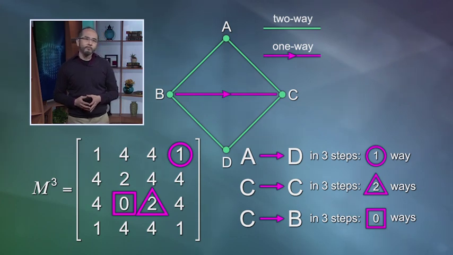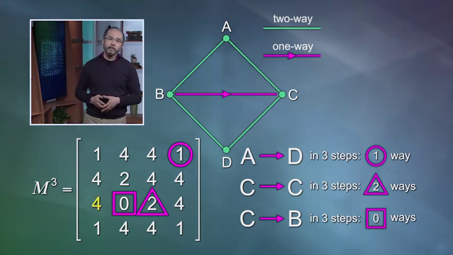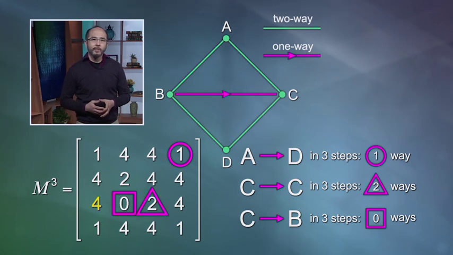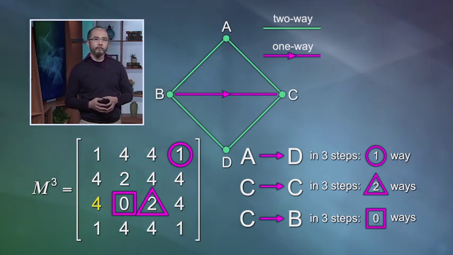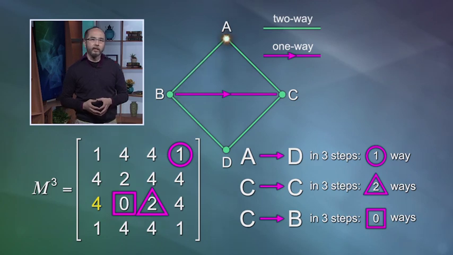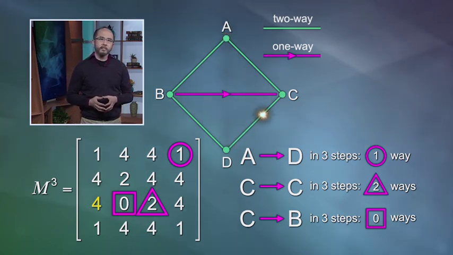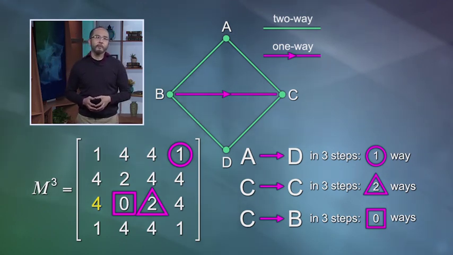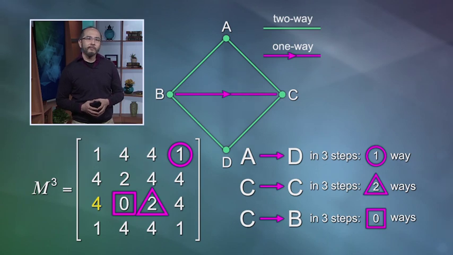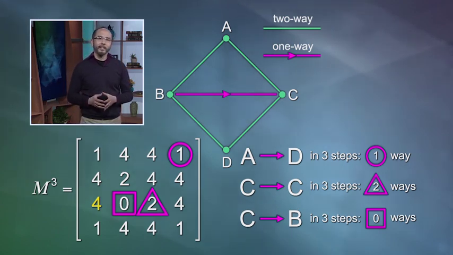Let's do one more example. Look at the 4 in the third row, first column. This says there are 4 3-step paths from C to A. For instance, there's the obvious one, C to D to B to A. But there's also C to D to C to A, and there's C to A to C to A. Can you find one more? This interpretation of a matrix product is pretty nifty. Even if it wasn't good for anything, it would still be nifty. But this idea does have some cool applications.